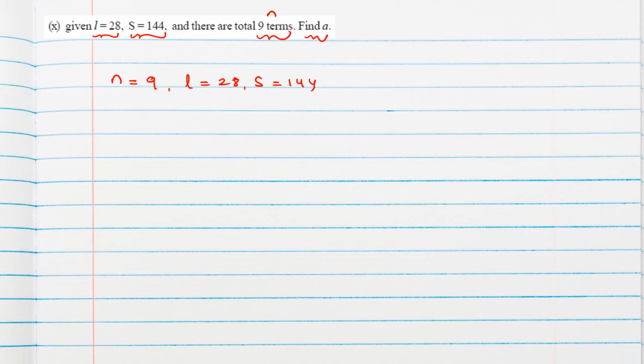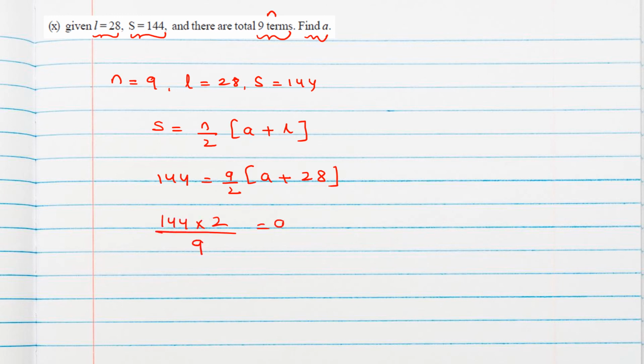So we can use the formula Sn equals n by 2 (a plus l), which is 144 equals 9 by 2 (a plus 28), where a is not given and l is 28. So 144 into 2 divided by 9 equals a plus 28. So from this the 9 we can cancel, it will give 9 times 16, okay, so 32 equal to a plus 28. So a will be 32 minus 28, which gives 4.